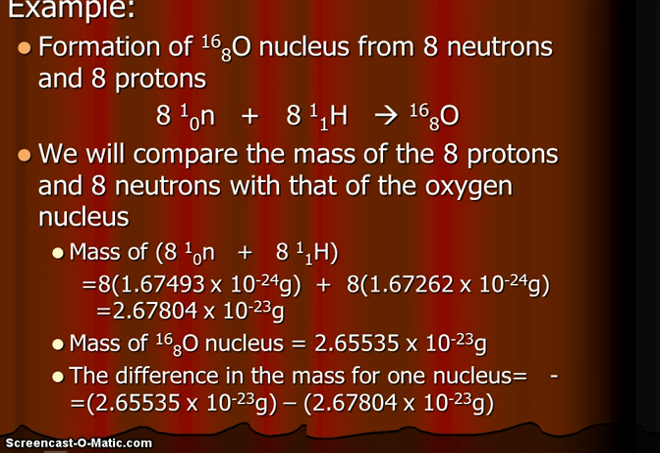Now, if we're told that the actual mass of a carbon-16 nucleus is 2.65535 times 10 to the minus 23 grams, we're going to notice that there's a loss of mass. And we're going to want to calculate what that loss is. So we're going to take the mass of the actual oxygen nucleus and subtract the calculated mass for that oxygen nucleus. And that's going to give us negative 2.269 times 10 to the minus 25 grams of mass that's lost when that nucleus is formed. So we need to deal with where that mass goes.